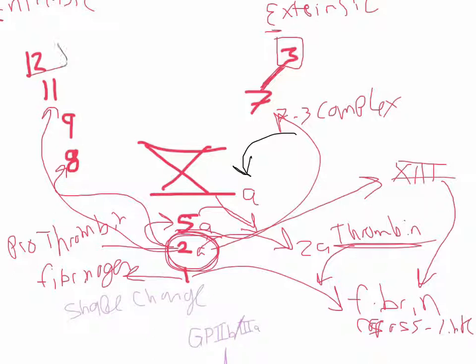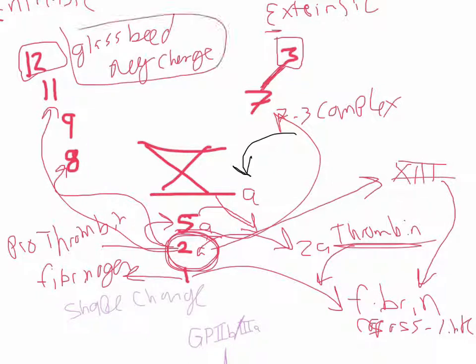Now you can see here that factor 12, I haven't even mentioned how it works. That's because it probably doesn't do much in vivo. In the laboratory, it's the beginning of what we call the intrinsic pathway because it can be activated by negatively charged glass beads. So we have a glass bead that's negatively charged, and that will activate factor 12 to 12A, which will activate factor 11. But typically in vivo, it's probably thrombin, 2A, that activates factor 11.